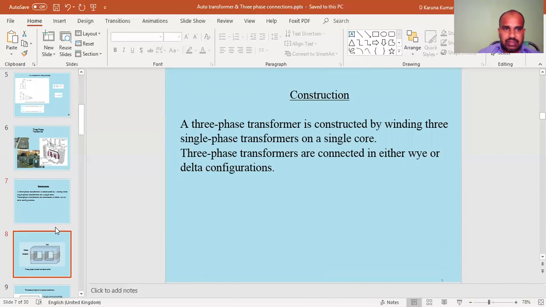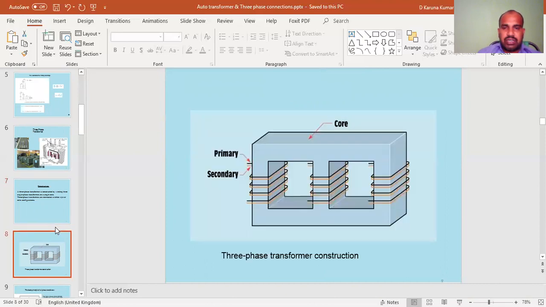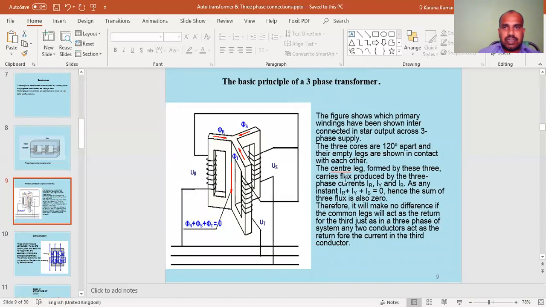This is a diagram of three-phase transformer construction. 1, 2, 3, there are three windings. This part is called the primary and this one is called the secondary winding. The black wire is the primary winding and the red wire is the secondary winding. This is the primary and basic diagram of three-phase transformers.